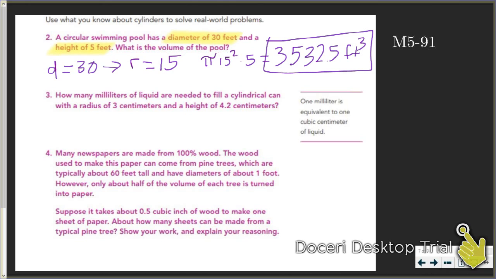So again, the only real step we had to do before we just plugged our numbers into the formula was convert that diameter into the radius, which was just dividing by 2. Okay? And then we just plug it into our formula, pi times radius squared times height, and we get our answer. Okay? So question number 3 says, how many milliliters of liquid are needed to fill a cylinder can with a radius of 3 centimeters and a height of 4 and 2/10 centimeters. Okay? All right. So go through carefully, look at what information they give you, plug it into the formula, and solve. I'm going to give you 45 seconds to write down the information you have, plug it into the formula, and solve with a calculator. Ready, go.